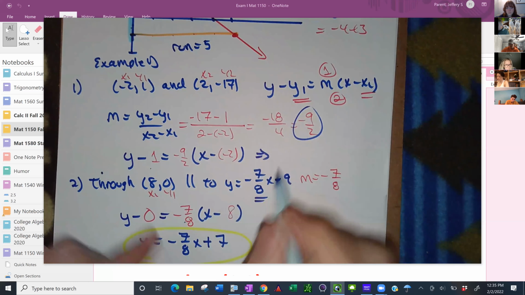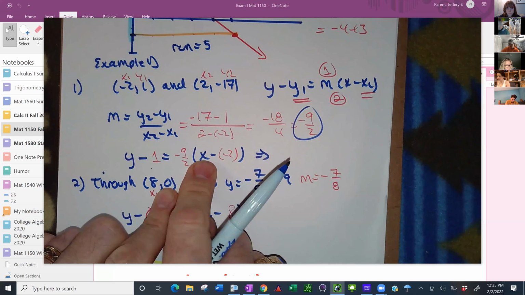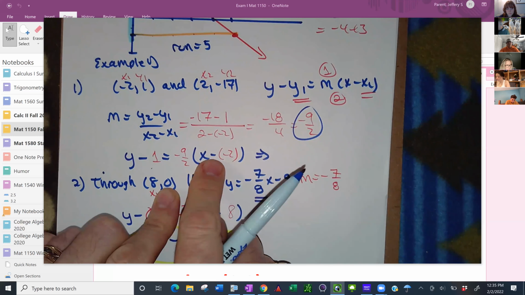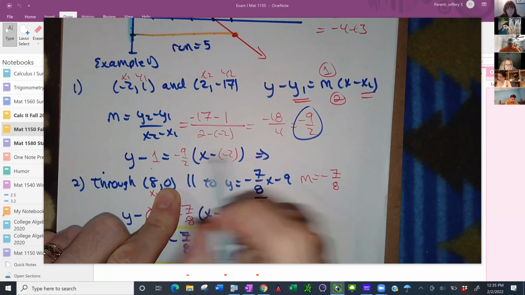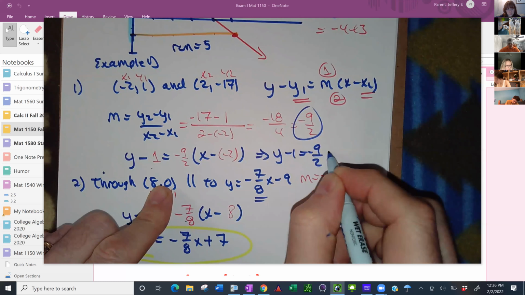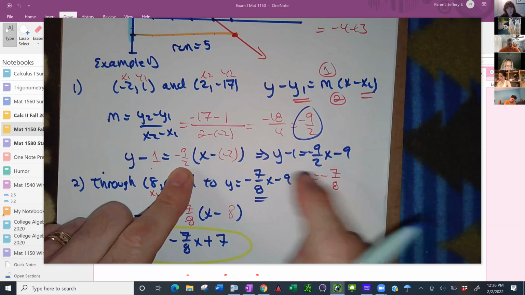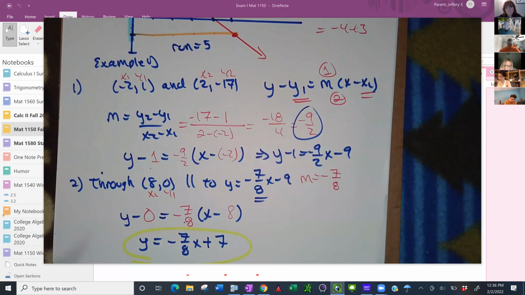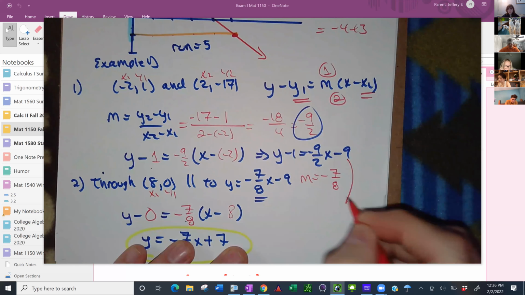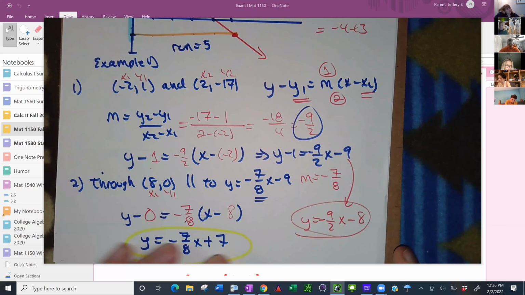Now, if you distribute this, that'll be negative 9/2 x. That double negative becomes a plus. y minus 1 equals negative 9/2 x minus 9. And when you add 1 to both sides, your final answer, I apologize, I'm running out of room, is going to be y equals negative 9/2 x minus 8. Beautiful.